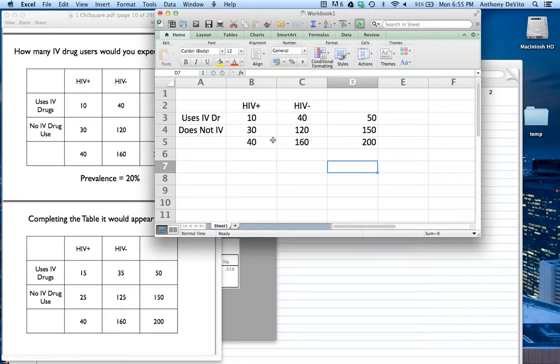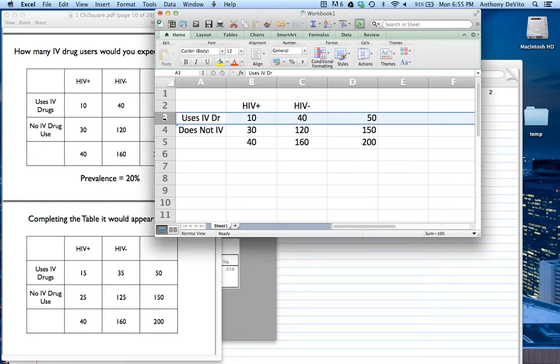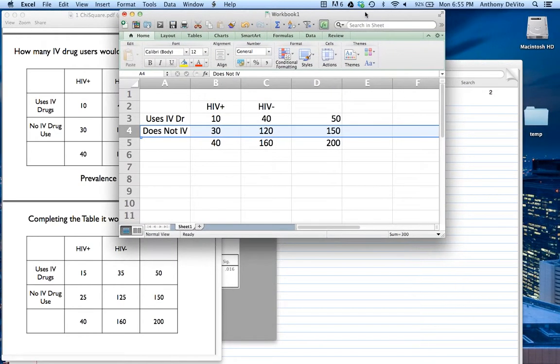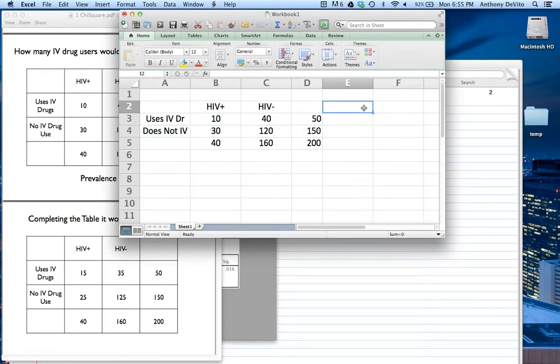One way that we can analyze this data is to compare the risk of being HIV positive if you're an IV drug user and compare that to the risk of being HIV positive if you're not an IV drug user. That's pretty simple to calculate. And the way we're going to calculate that is right here. I'm going to calculate my risk out here. My risk is going to be equal to, well, out of the 50 people that use IV drugs, 10 of them are HIV positive out of a total of 50 people. So that's 20% of them are HIV positive.